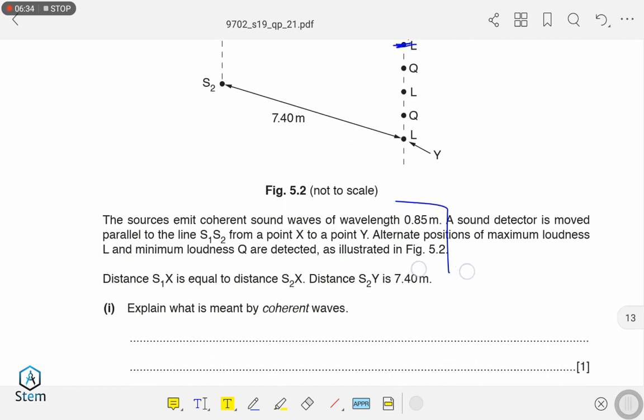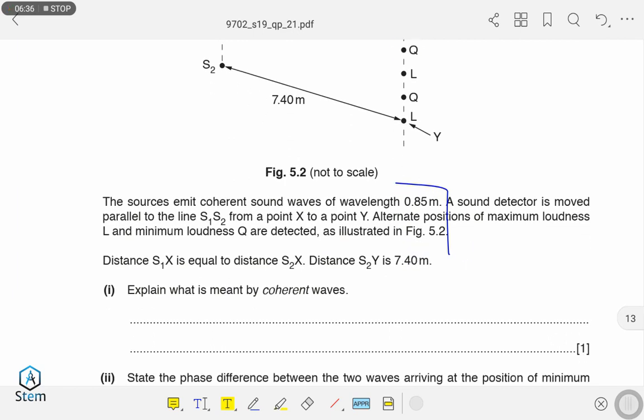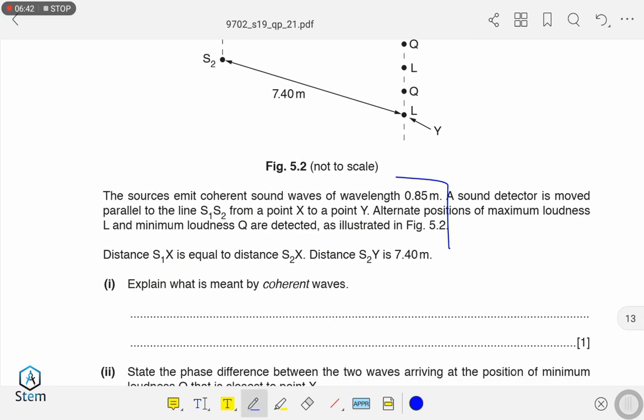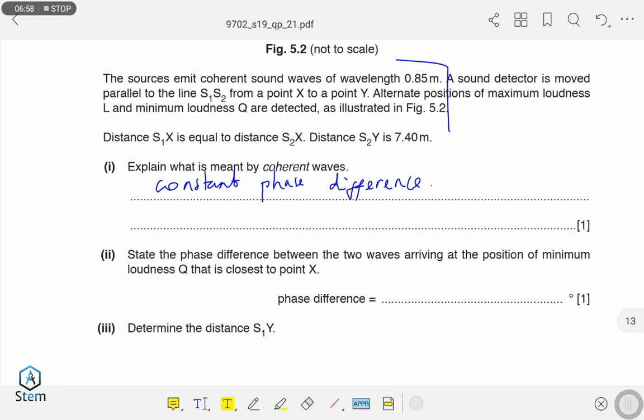Explain what is meant by coherent waves. The coherent waves are waves which have a constant phase difference. State the phase difference between the two waves arriving at the position of minimum loudness that is closest to point X.